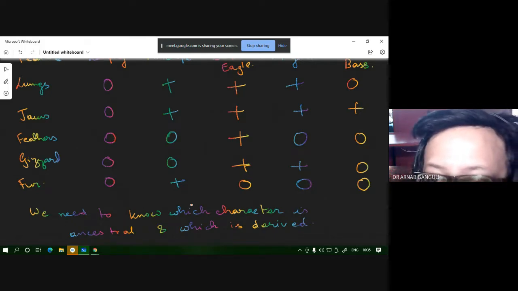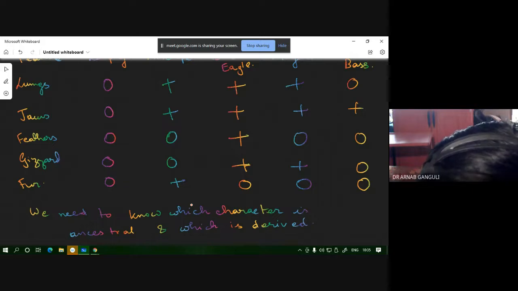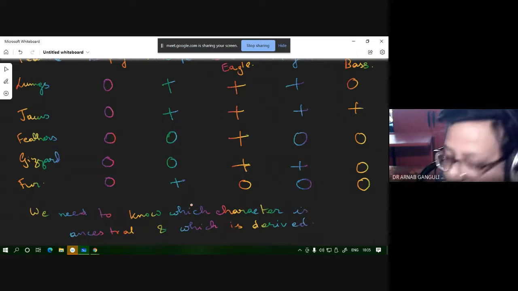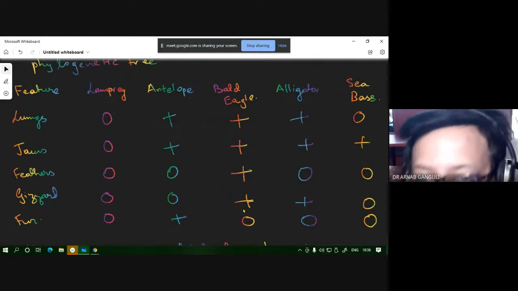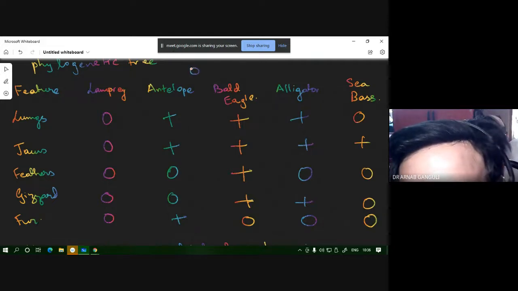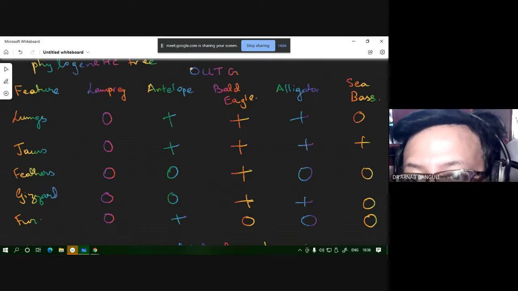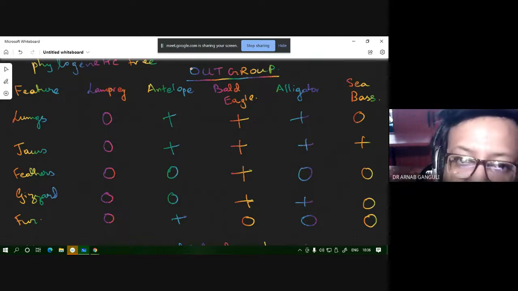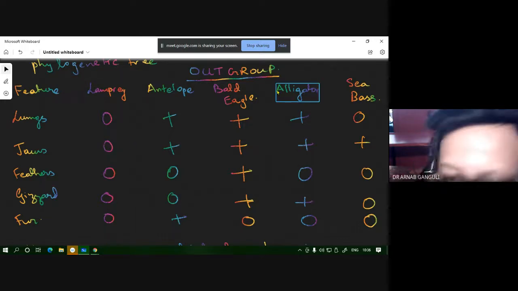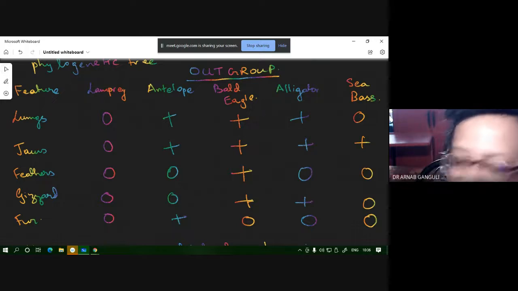Now we will try to find out which organism is an outgroup. You are trying to find out which animal has got nothing. Lamprey. It has got nothing. There is no plus at all, everything is minus.